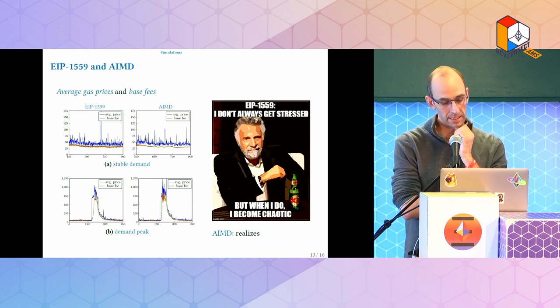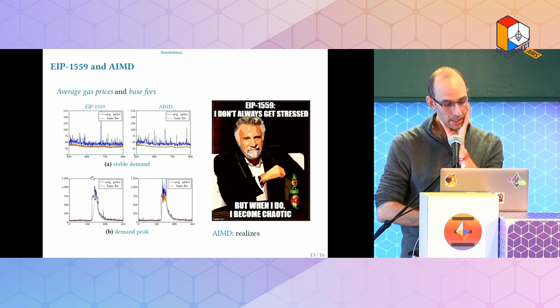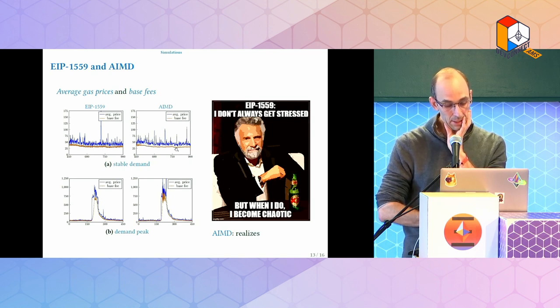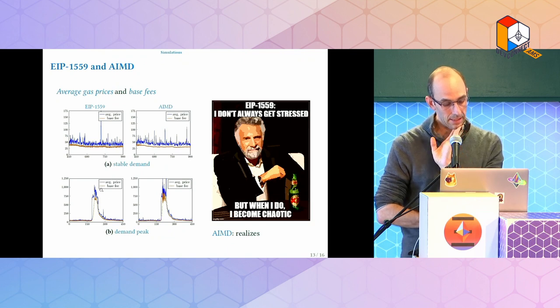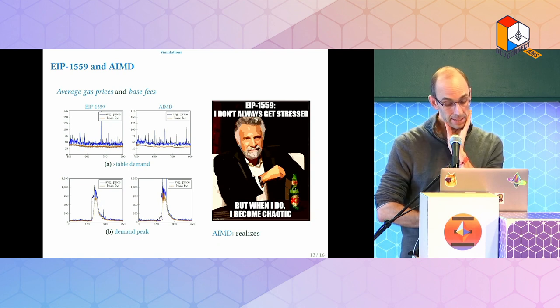All right, so let's see some simulations that we did now with both mechanisms, so EIP 1559 and the additive increase multiplicative decrease, AIMD. So here we have what we saw before, EIP 1559 oscillating during a normal period with stable demand. And here AIMD looks much more stable. And similarly in the demand peak, EIP 1559 leaves this gap here, which creates unequal rewards for the miners, to say the very least, whereas AIMD catches up very quickly.